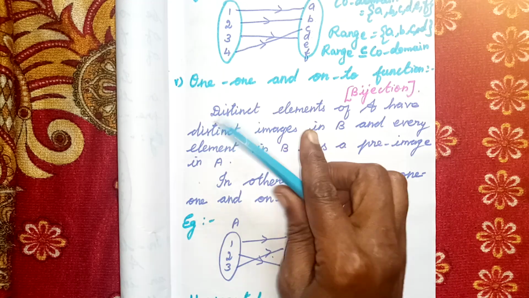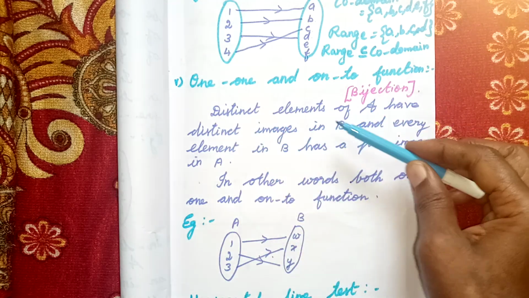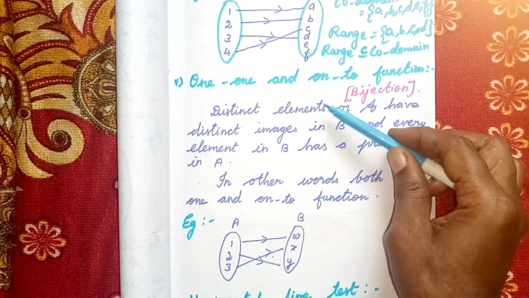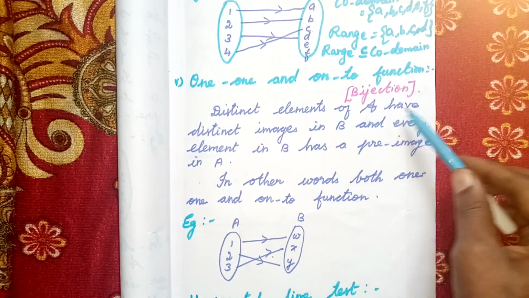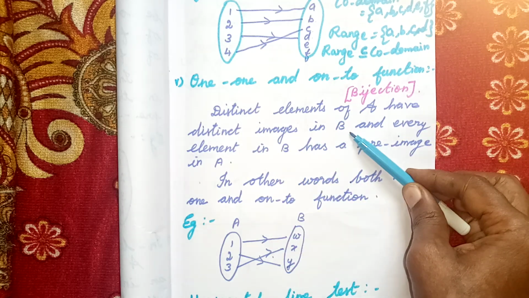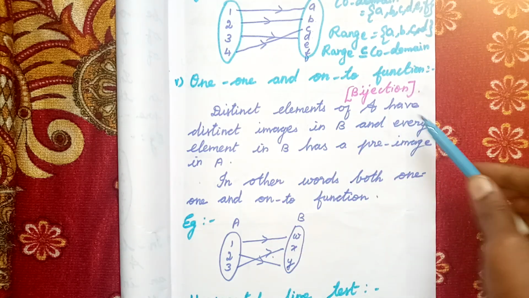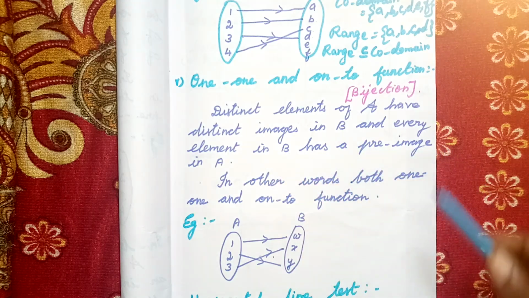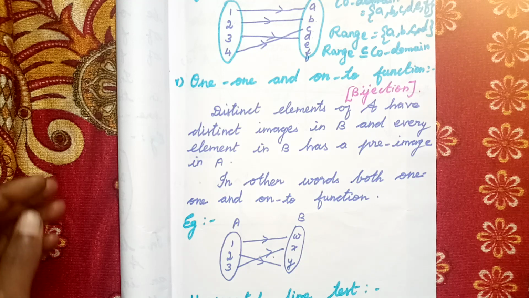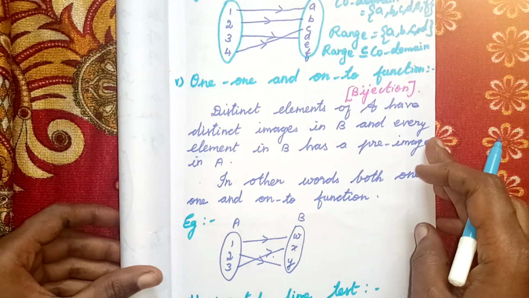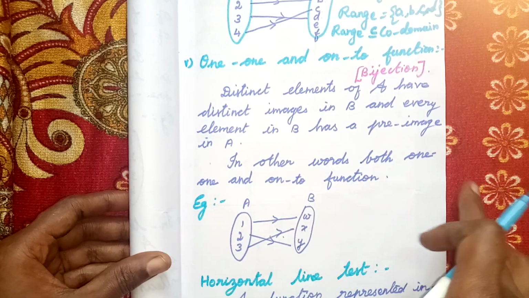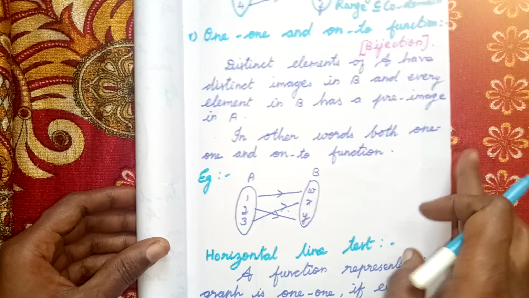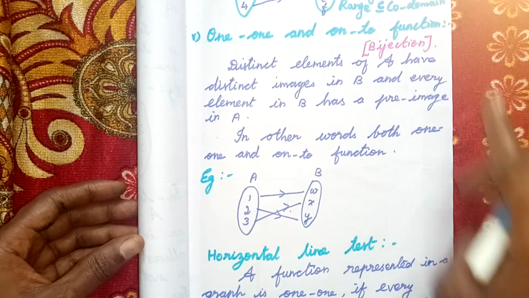Listen. Distinct elements of A have distinct images in B. This is already the one-one function definition. And every element in B has a preimage. That means it is a one-one and onto function. In other words, a function that is both one-one and onto is called a bijection.